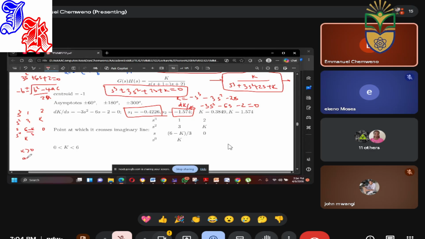And 6 minus k over 3 should be greater than 0. Meaning 6 minus k should be greater than 0, or 6 should be greater than k, or k should be less than 6. So that all this becomes positive. So worst case, k is equal to 6.